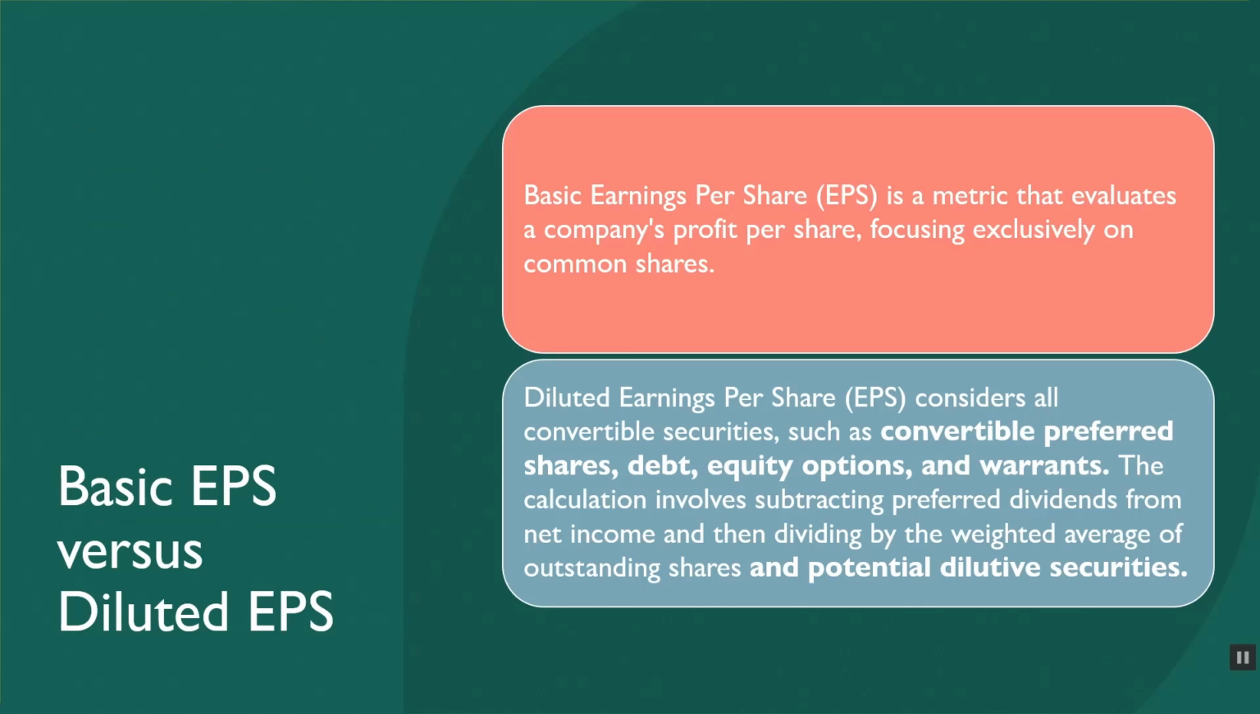Basic earnings per share is a metric that evaluates a company's profit per share, focusing exclusively on common shares, whereas diluted earnings per share considers all convertible securities such as convertible preferred shares, debt, equity options, and warrants. The calculation involves subtracting preferred dividends from net income and then dividing by the weighted average of outstanding shares and potential dilutive securities, which I've talked about earlier in the definition.